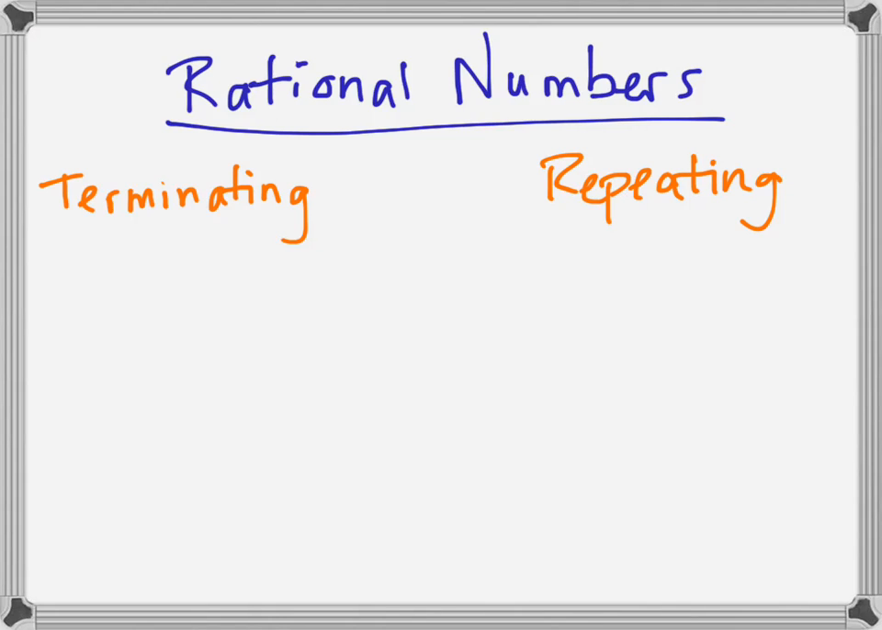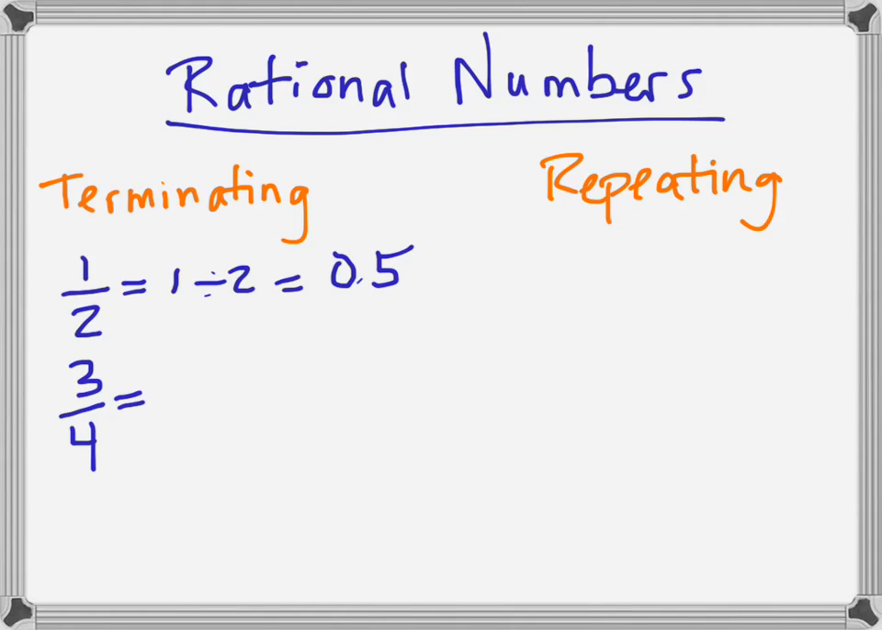Alright, so here are some examples. If you enter the fraction 1/2 in your calculator as 1 divided by 2, this will generate the decimal 0.5. So that is a terminating decimal. It ends after one digit after the decimal place. Another example would be 3/4. A little longer, this one gives you 0.75.